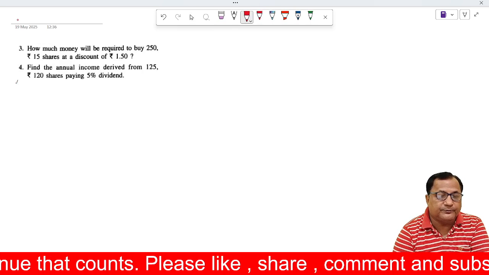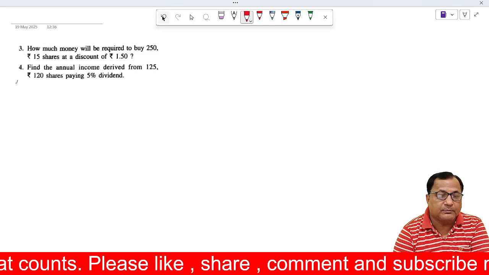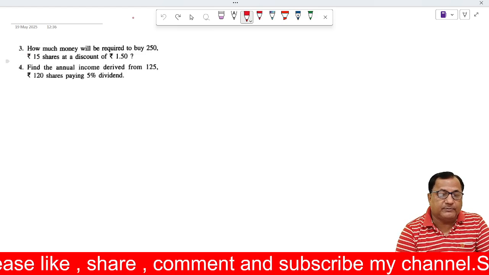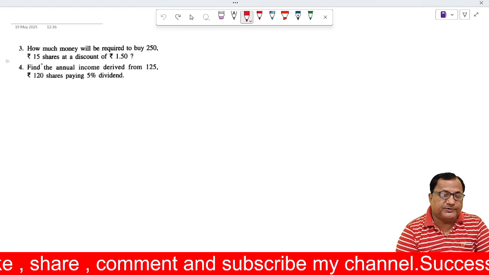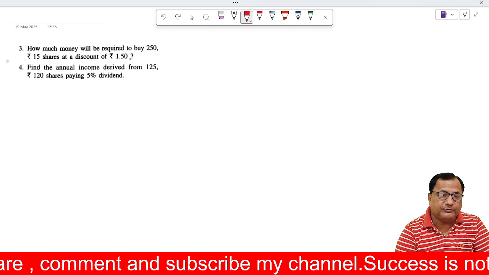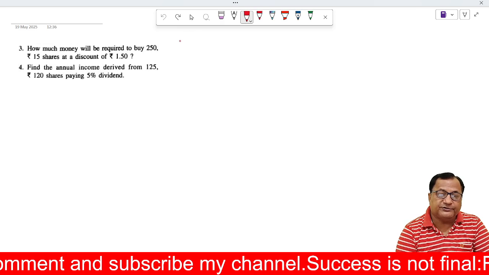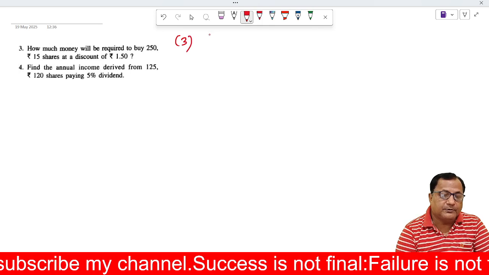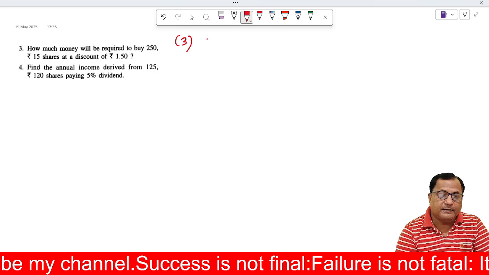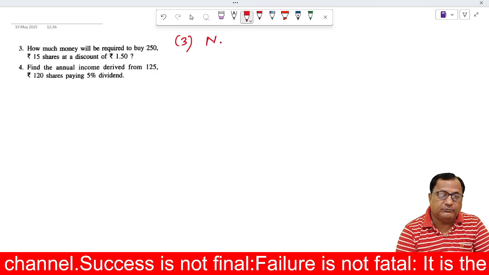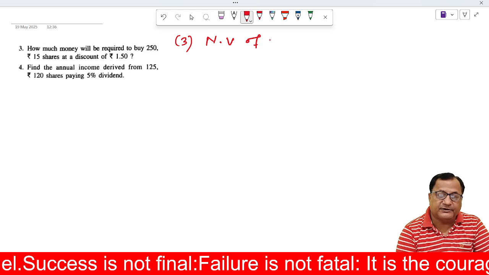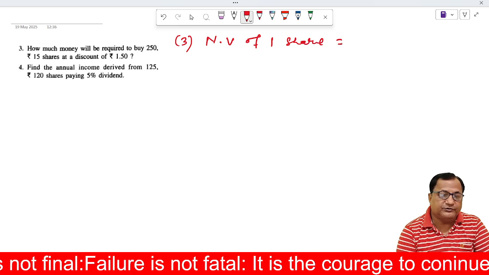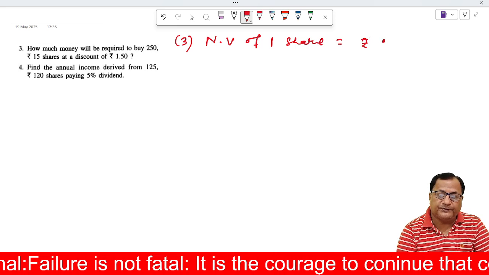Question number 3. How much money will be required to buy 250 rupees 15 shares at a discount of rupees 1.50? So question number 3. Nominal value of one share is equal to rupees 15.